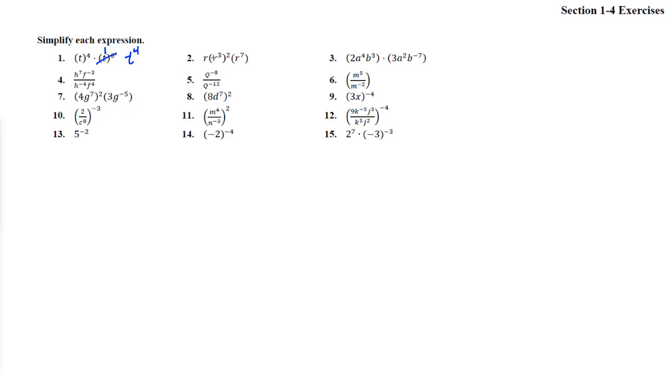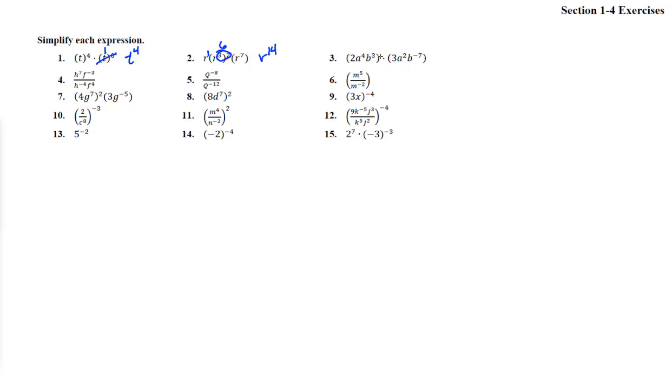Excellent. Now, here we have exponent to exponent. So that right there makes 6. r times r to the 6th times r to the 7th. We're going to add the exponents: 1 plus 6 plus 7. That's r to the 14th power.